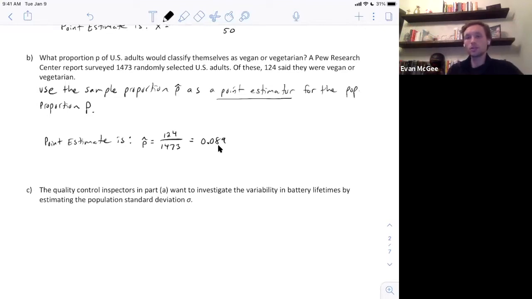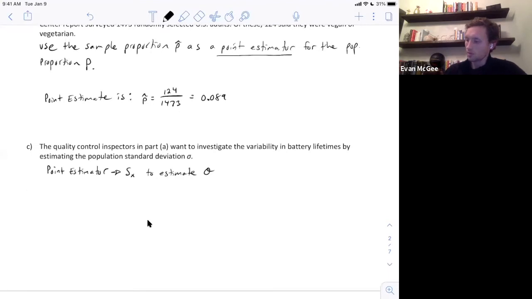population proportion. So the last example: the quality control inspector in part A wants to investigate the variability in battery lifetimes by estimating the population standard deviation. So we're using the battery life again, but this time they want to estimate the population standard deviation. So our point estimator will be the sample standard deviation, and our point estimate will be the value of the sample standard deviation. Again, the point estimator is the sample standard deviation to estimate the population standard deviation, but the point estimate actually is the value of the sample standard deviation.